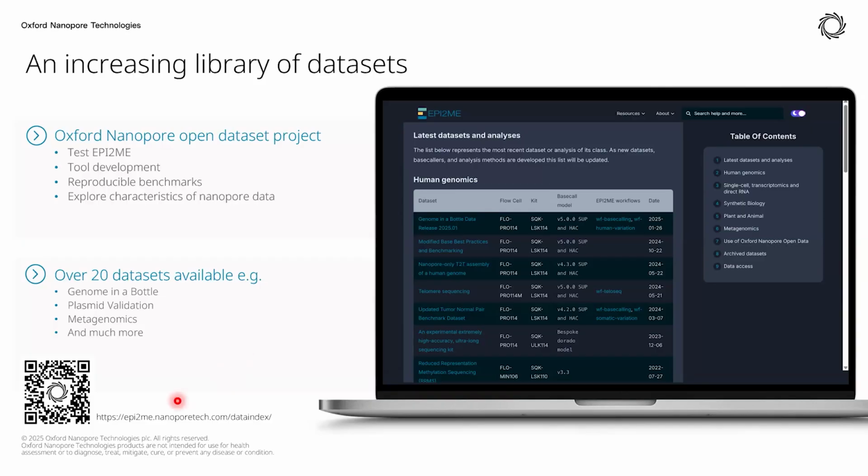So, for example, in that screenshot, you can see Genome in a Bottle samples at the top, and we've run that through our base calling and human variation workflows. And we include the outputs from those workflows as well. So if you want to just get a quick peek at what a full sample would look like when it's analyzed through one of our workflows, this is where you can go to find some of these examples.